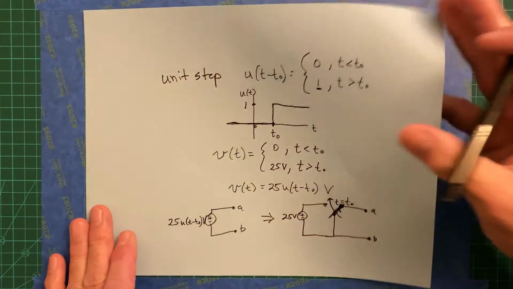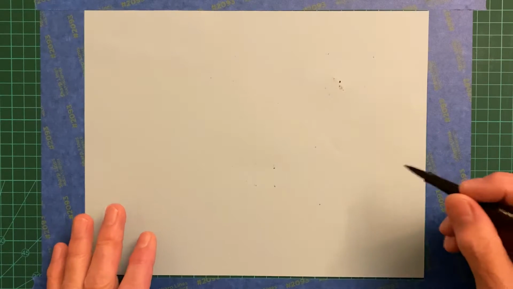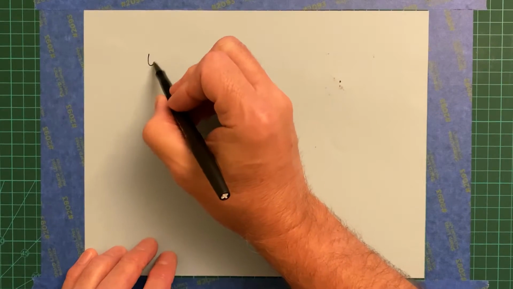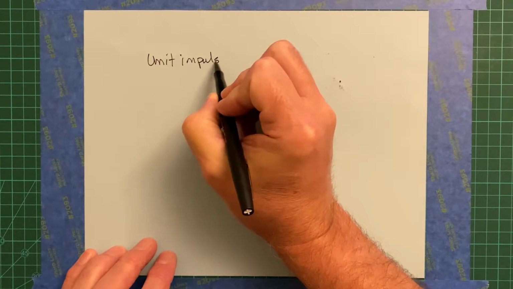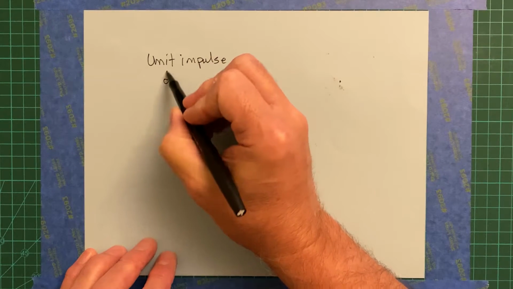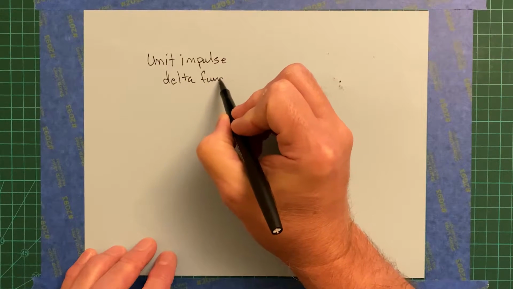All right. The next one, let's go ahead and start using the backs of these. The next one is called the unit impulse. Sometimes this one, I've heard it called, especially in physics, is called a delta function.